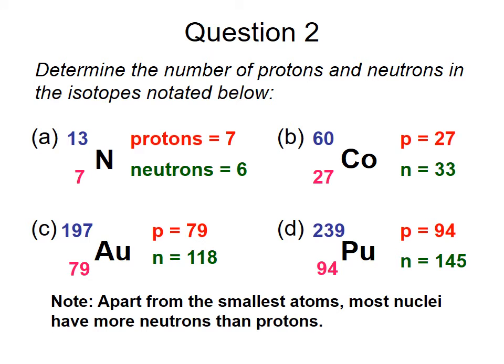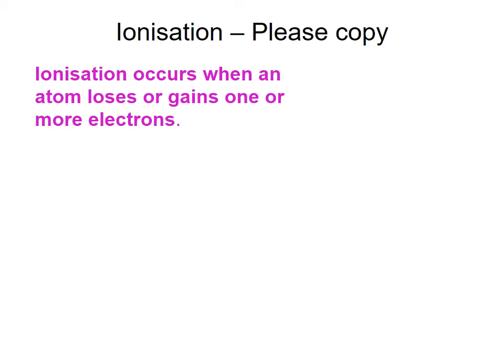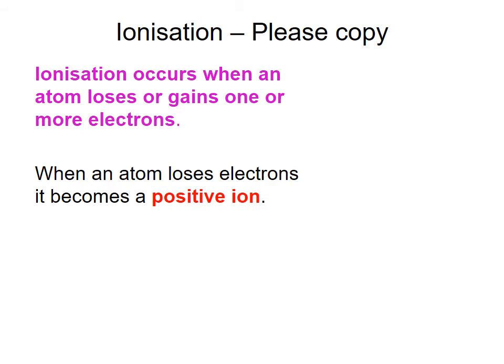Okay, so apart from really small atoms like the hydrogens and heliums, most nuclei have more neutrons than protons. So an important concept, at least in radioactivity, is the concept of ionization, because radioactive particles can ionize. So what is ionization? Ionization occurs when an atom loses or gains one or more electrons. So when an atom loses electrons, it becomes a positive ion. That positive ion is also known as a cation. And the way I'd remember that is that I'd make a little cat there. Positive little cation there.